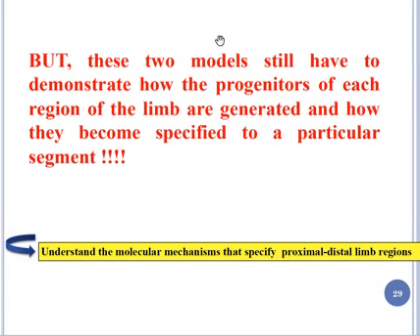But you should know that these two models still have to demonstrate how the progenitor cells of each region are generated. It's not explained at the molecular level how these progenitors are specified into a specific or particular segment of the limb. So it means that we still need to study the molecular mechanisms that specify the proximal distal limb regions. It means to know the genes that will specify the progenitors and that will later specify a particular segment of the limb.